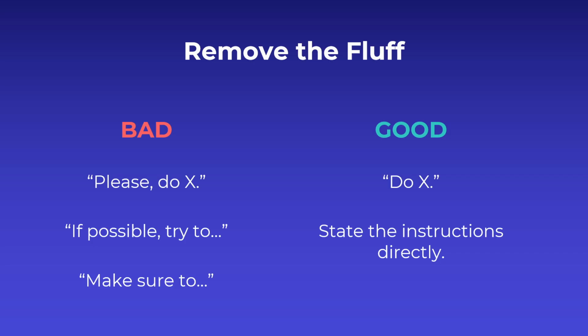Now here's what to remove first, in priority order. Number one, get rid of the obvious fluff. Things like, please, just state the instructions directly. If possible, try to. No, just tell it to do X. If you said make sure to, again, just state what it should do.